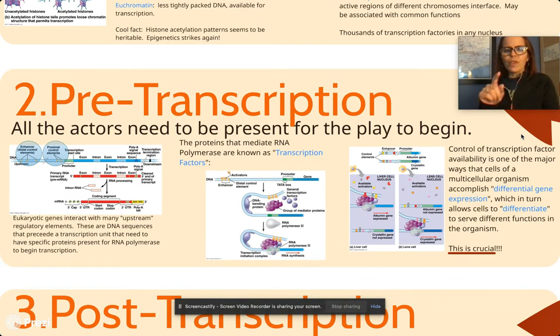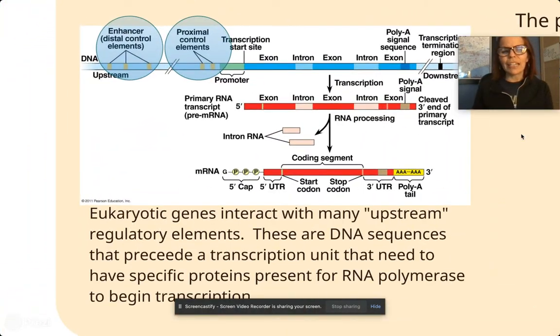So section number 2, this is probably the most complex of the 5 ways of controlling genes in eukaryotes that we're going to come across. This is pre-transcription, so this is control that happens before the mRNA actually gets made. It says all the actors need to be present for the play to begin. I want you to study these diagrams.